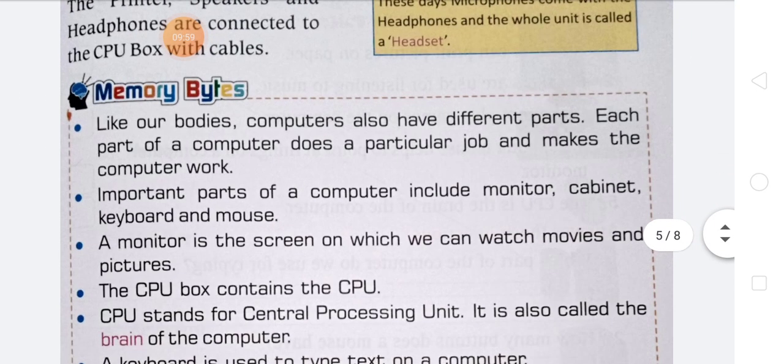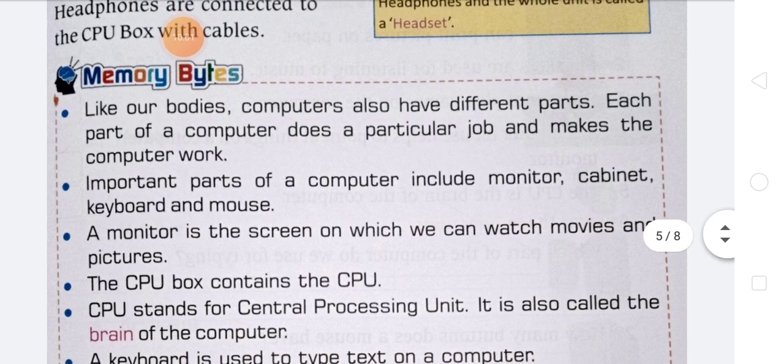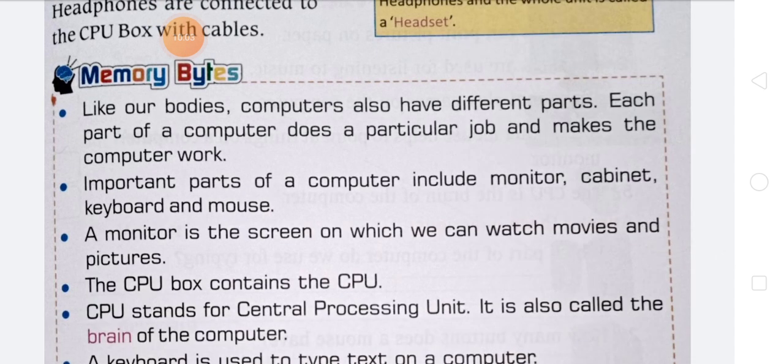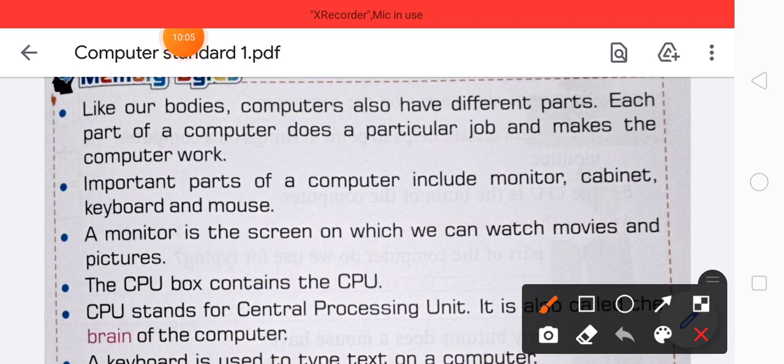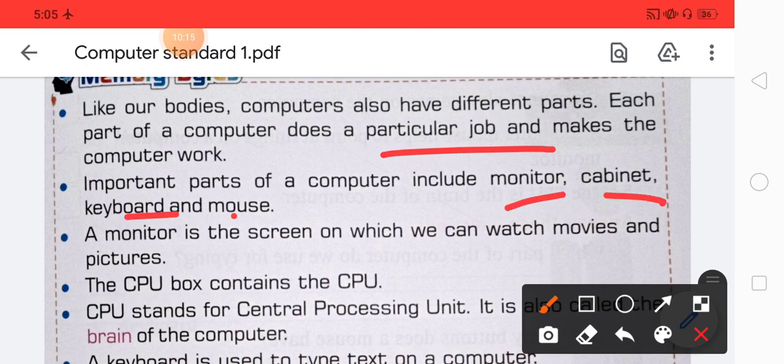So what did we study in this particular video, students? Like our body, a computer has different parts, and each part has a particular job to make the computer work. Important parts of a computer include the monitor, cabinet, keyboard and mouse. A monitor is the screen on which we can watch movies and pictures.